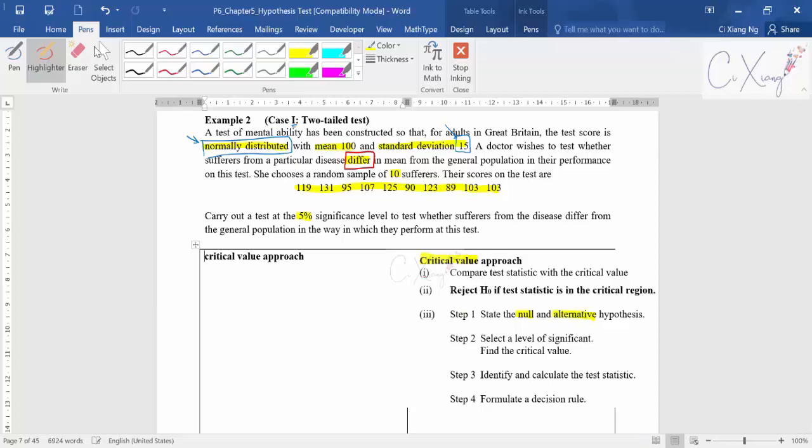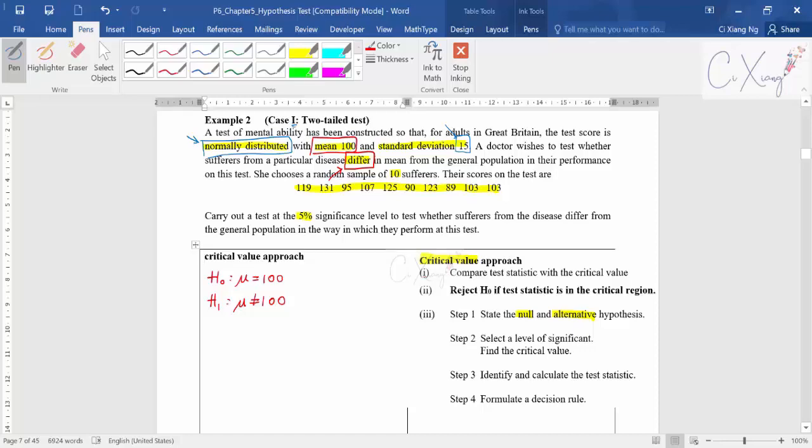You already learned it before in the previous video, how to form the null and alternative hypothesis. Since they tell you that the population mean is 100 and they want to test whether it differs from a particular disease, you can first write out the null hypothesis: mu equals 100. Because of the word differ, you should have mu not equals to 100. With differ, you don't know whether it is bigger or smaller, it is different only, so it means not equals to. Not equals to you should put under the alternative hypothesis.